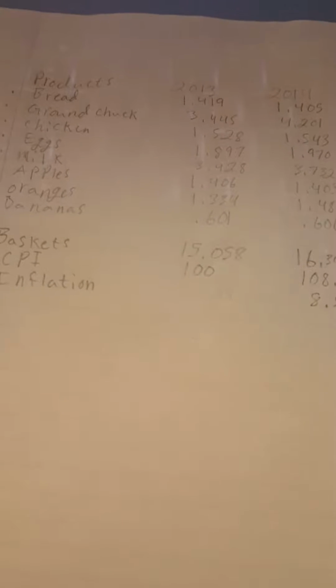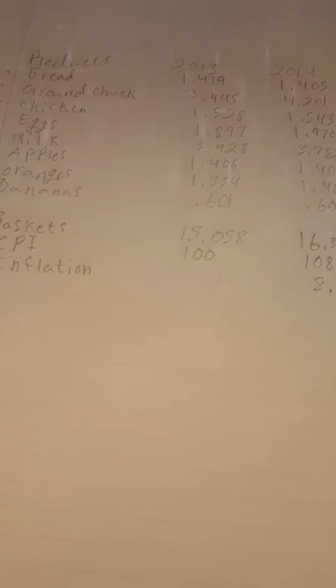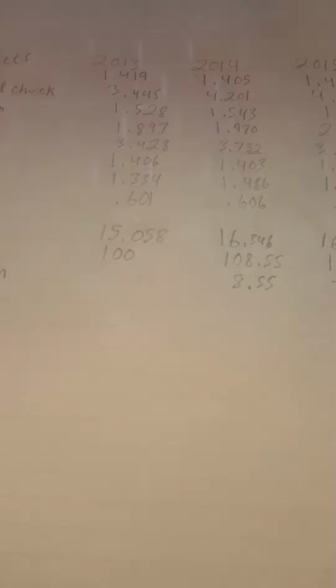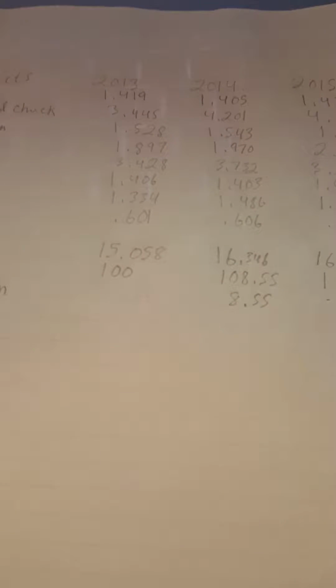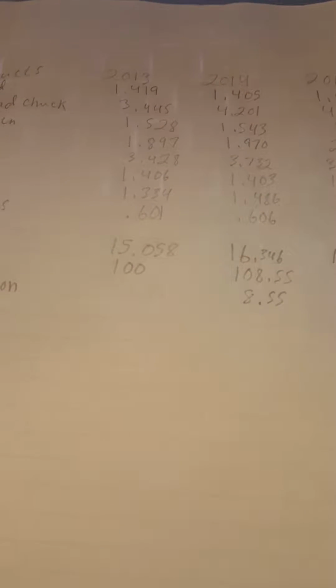To locate the CPI for 2013, now 2013 is going to be used as my base year, so my CPI will be 100. For 2014, in order to locate the CPI, I went ahead and got the basket from 2014, which is 16.346, and I divided it by 15.058 and I multiplied by 100, and that's how I got my CPI of 108.55.